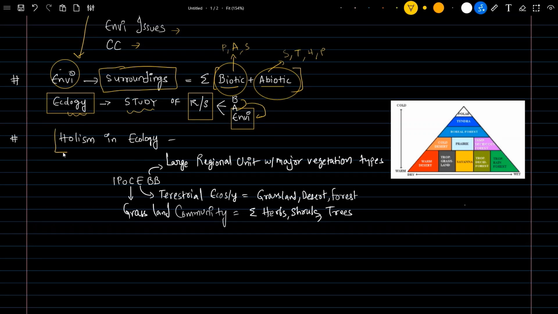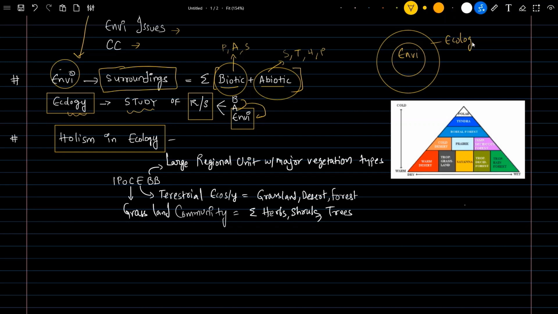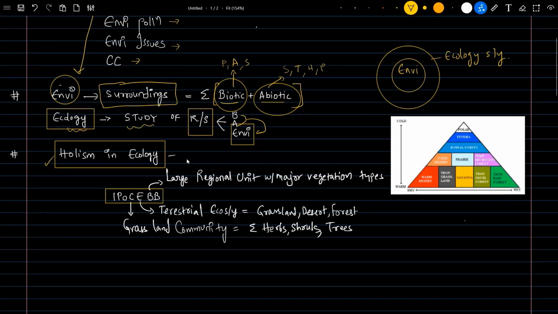Next, we will understand the holism in ecology. So before it, we will understand the relationship between the environment and ecology. So we can derive simply in this way. Environment is subset of ecological system. So now coming to holism in ecology. So simply remember it in this way. The layers in the ecology can be simply understood by this simple synonym.